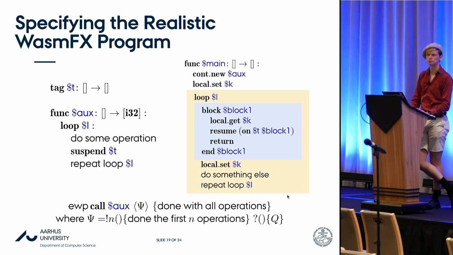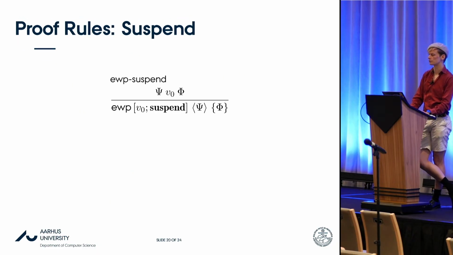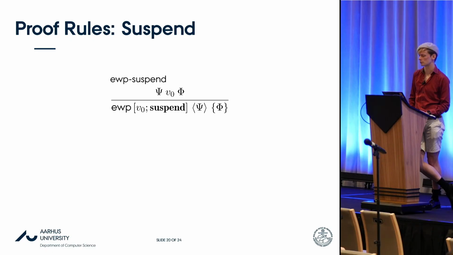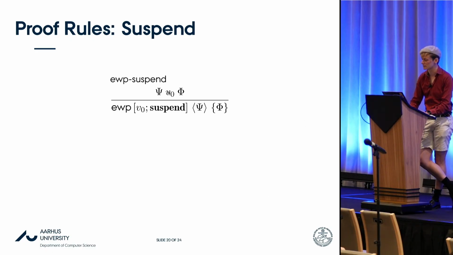and then you should be able to reason about this auxiliary function. If we want to have a look at the slightly more technical part of things, the reasoning rules that we define for suspend and resume, the suspend rule is actually really simple. If I want to suspend with a payload V, I just need to make sure that the payload follows the protocol, which in the most general case is written like this.